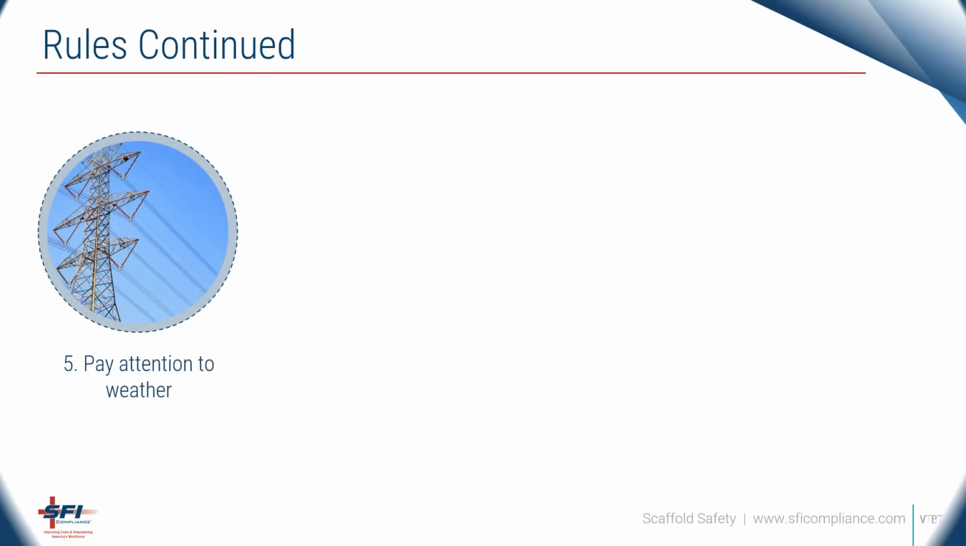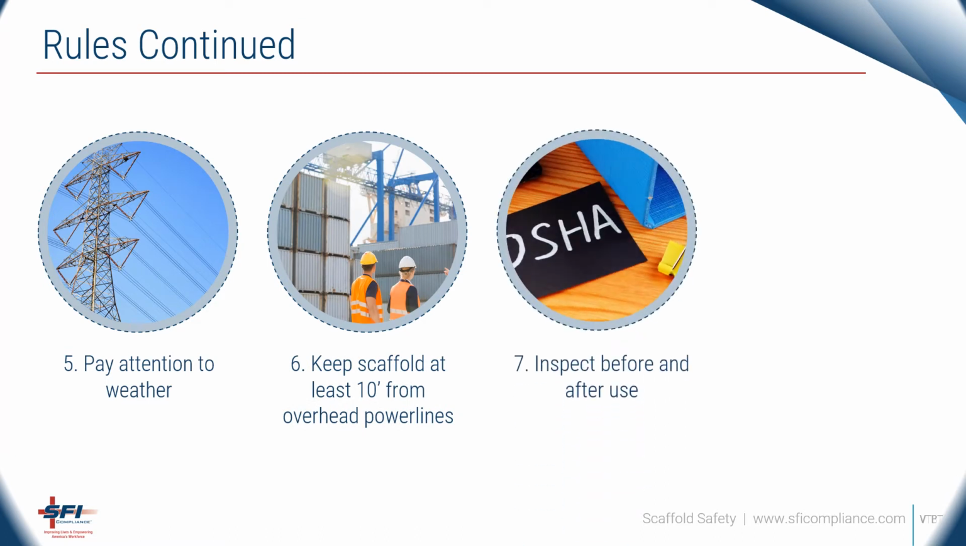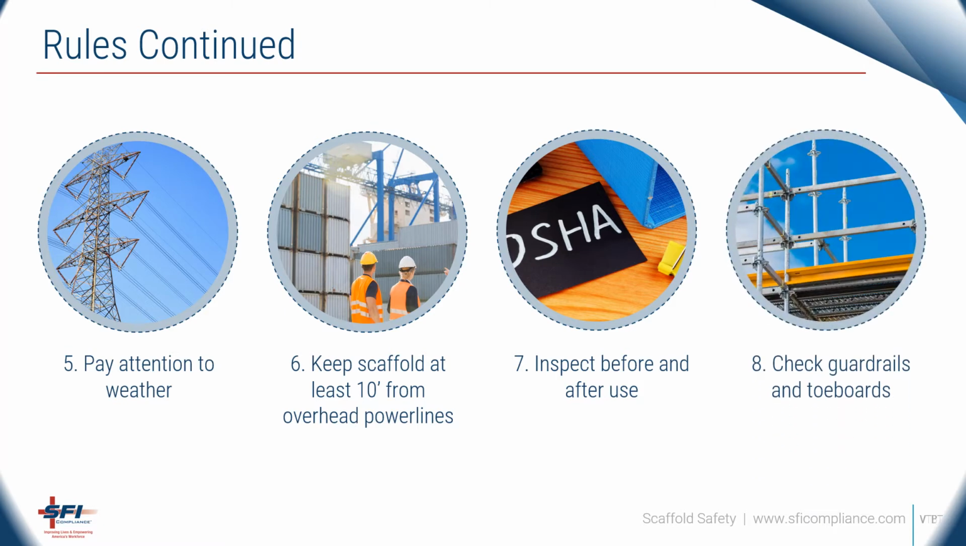Get off the scaffold during storms or high winds and clear platforms of all ice and snow before using. Keep scaffolding components at least 10 feet away from all overhead power lines. Be sure you inspect all equipment before use and daily thereafter. Check for cracks or bent parts, connectors, bracing, guardrails, access ladders, and especially footings. Never use damaged equipment. Make sure your scaffold has top rails, mid rails, and toe boards.